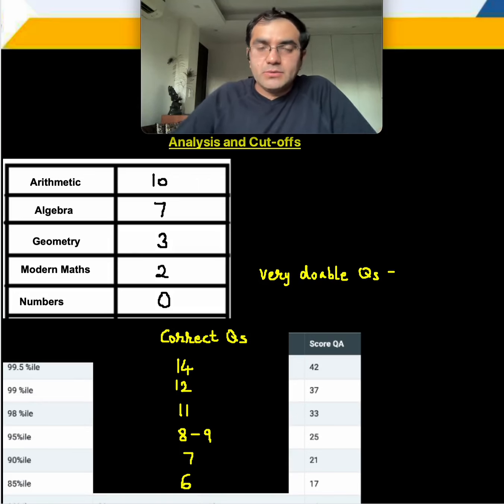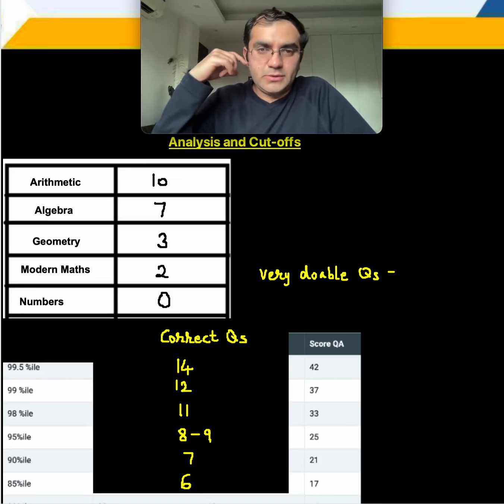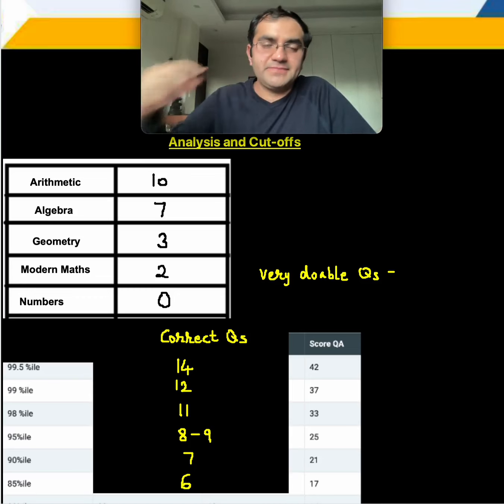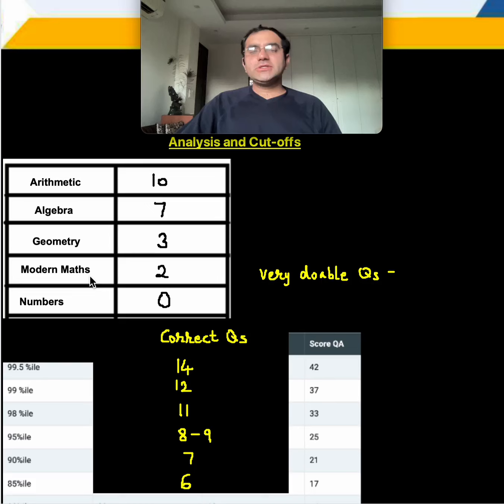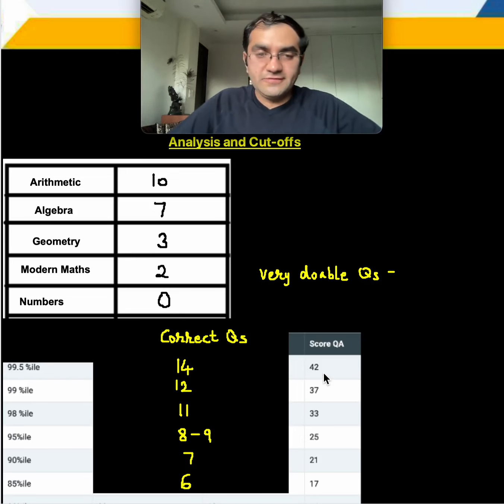This paper was very different from Slot 1, because Slot 1 was even heavier on arithmetic with 12 questions in arithmetic. And this had 10 questions, although the questions were doable, but the questions from the other sections were tough. Algebra, geometry, etc. were a little tough. Numbers, again, there was no representation. So that is why the cutoff for 99.5 and for everything else dropped down.